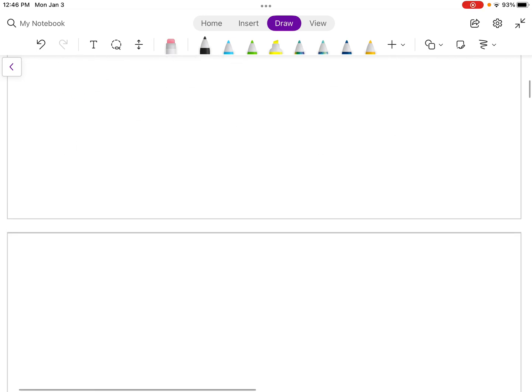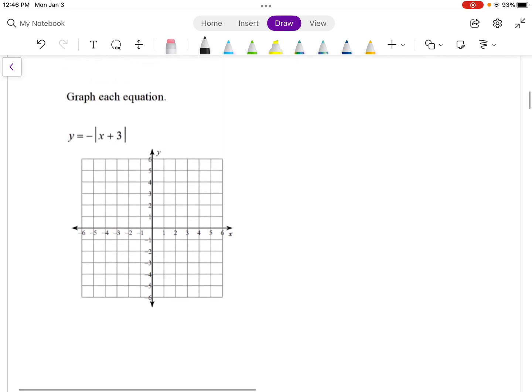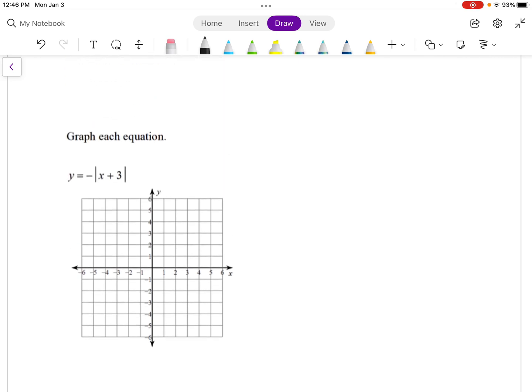Here's another one. Let's see how well you remember it. I'm going to change it just a little bit. I have y equals negative absolute value of x plus 3, plus 2. So take this function, pause the video, and see if you remember how to graph this using transformations, and then I'll go through it with you.